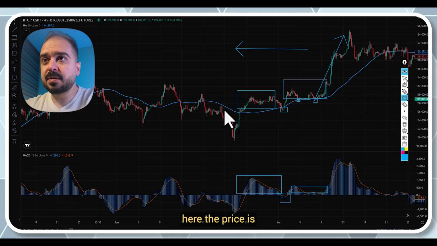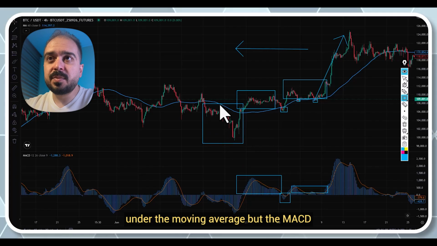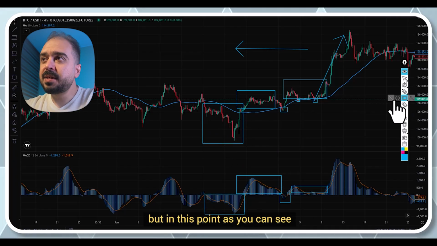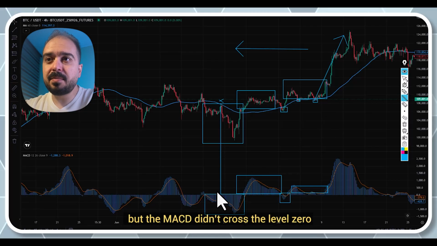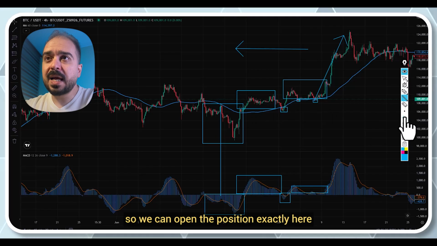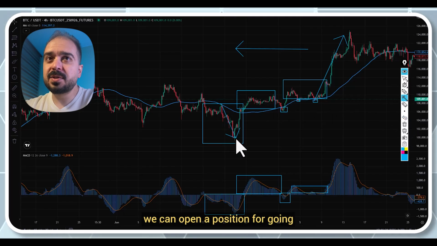Let's see the examples. Here the price is under the moving average, but the MACD is under the level 0 too. But in this point, as you can see, price crossed the moving average, but the MACD didn't cross the level 0. So we can open the position exactly here. We can open a position for going down.